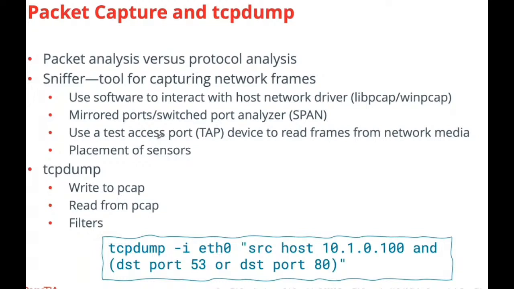Sniffing can also be performed over a network cable segment using a test access port, that is the TAP. It means the device is inserted in the cabling to copy frames passing over it, and there are passive and active powered versions of it.